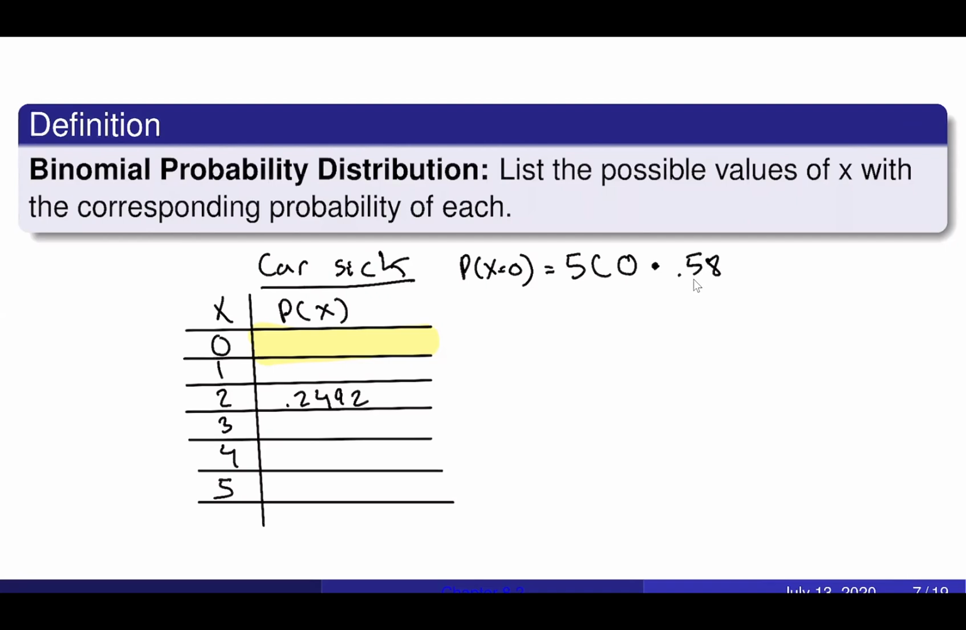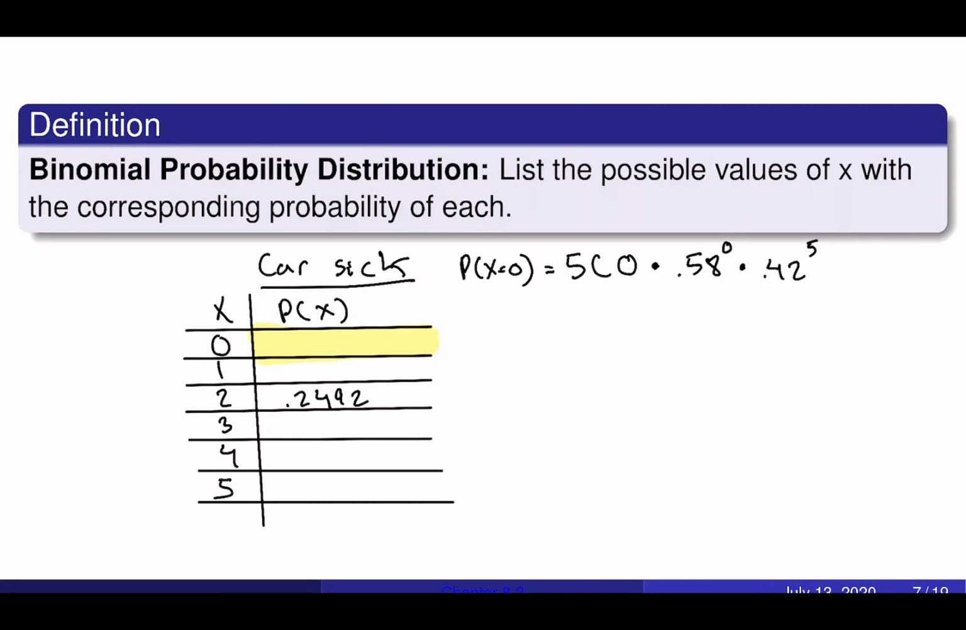0. Yeah, 0. So you put this to the 0 power. Then you multiply this by the probability that they do not get car sick. And for this one, you have to do n minus x. So you have to do 5 minus 0. But if I do 5 minus 0, what's 5 minus 0? 5. Yeah, 5, good. All right, everybody good? I got 5C0 multiplied by 0.58 to the 0 power multiplied by 0.42 to the 5th power.